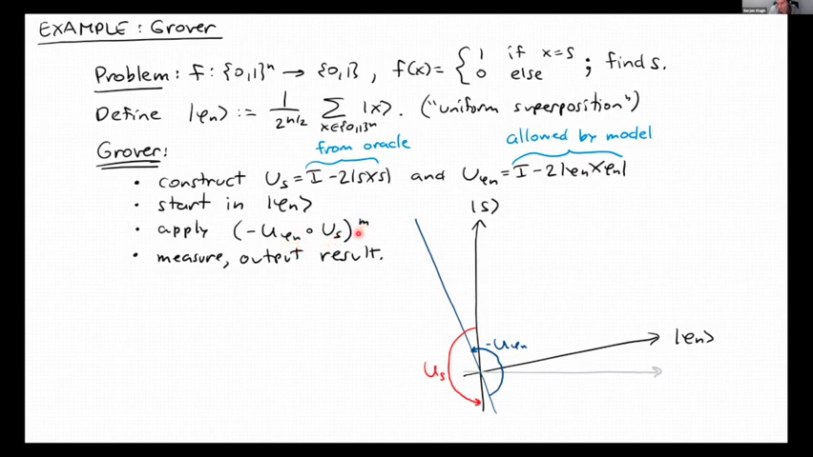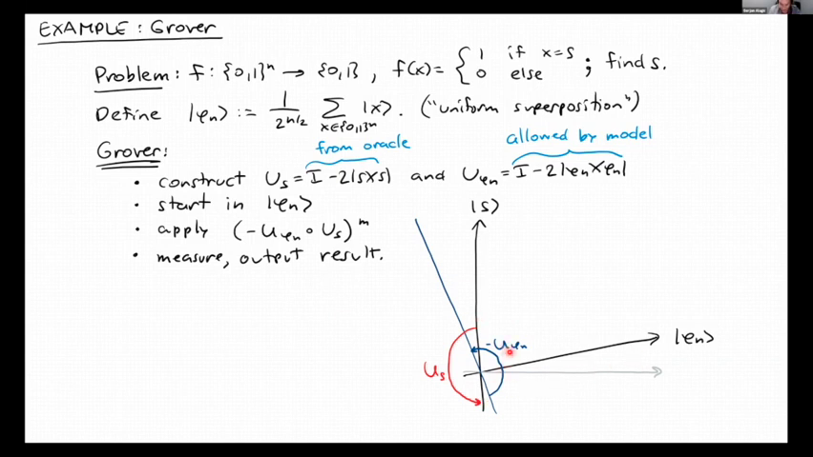Okay, so this is just like in the previous slide, we just repeat this. In fact, it's even simpler because the non-Oracle unitary is just a fixed one. It doesn't change with time. And then we're just going to measure and output the result. Okay, so geometrically it looks something like this.